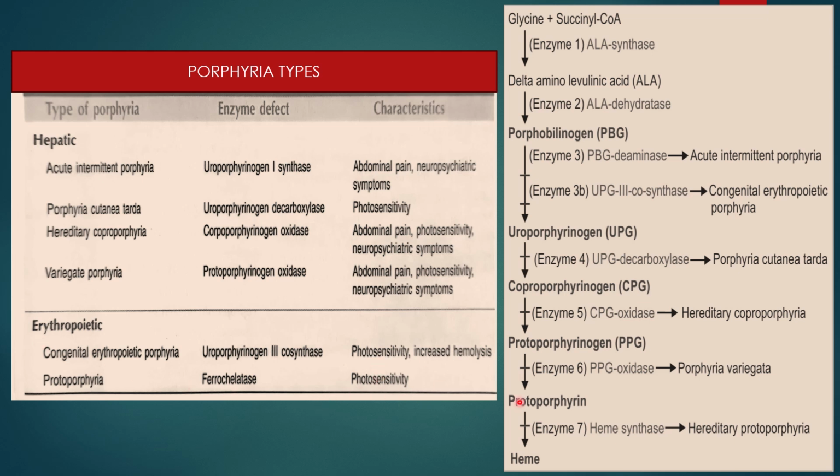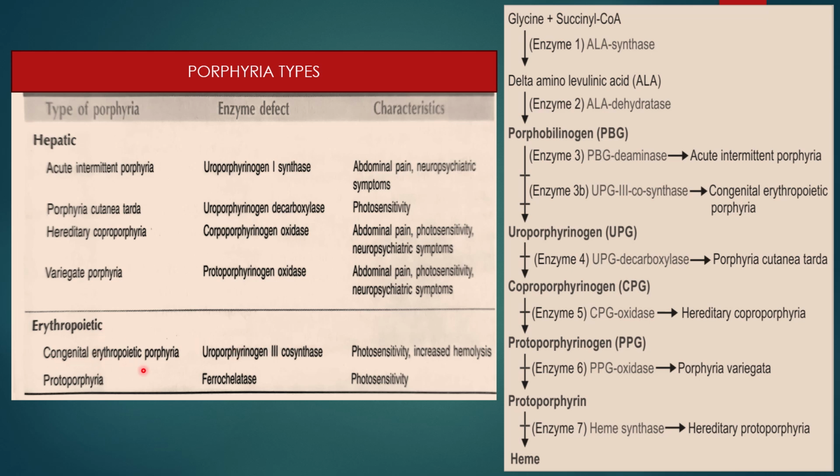Then one more defect is due to uroporphyrinogen 3 cosynthase. It lies here, the 3 cosynthase enzyme, and that leads to congenital erythropoietic porphyria. That is associated with photosensitivity, increased hemolysis, bloody urine, and red fluorescent teeth. So erythrodontia is very marked in the patient suffering from congenital erythropoietic porphyria.